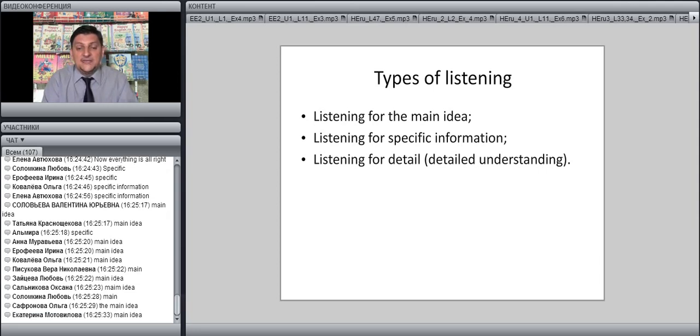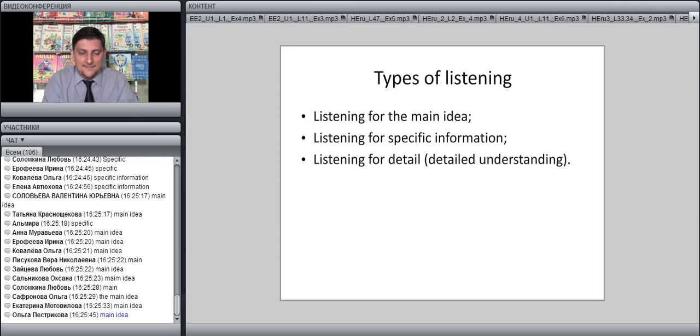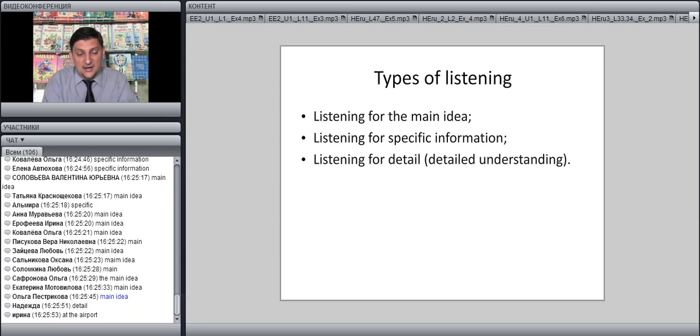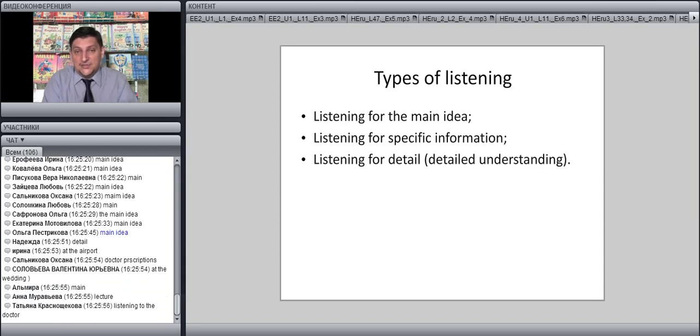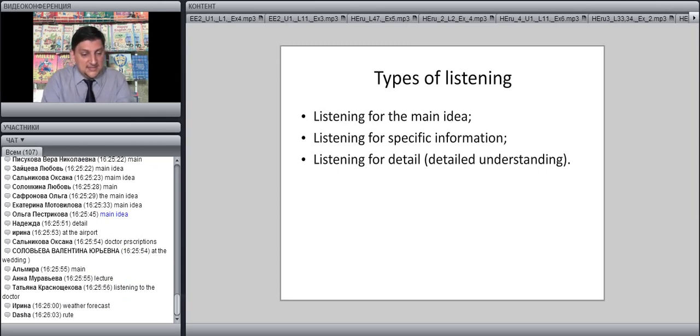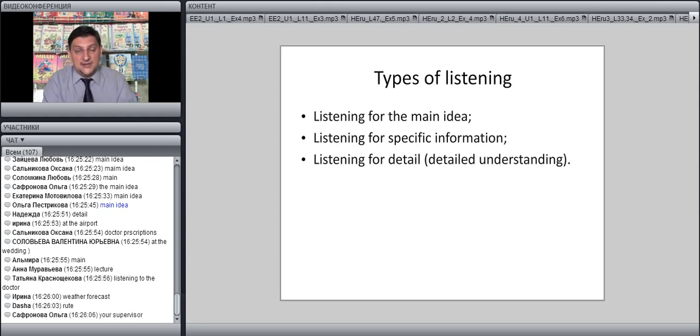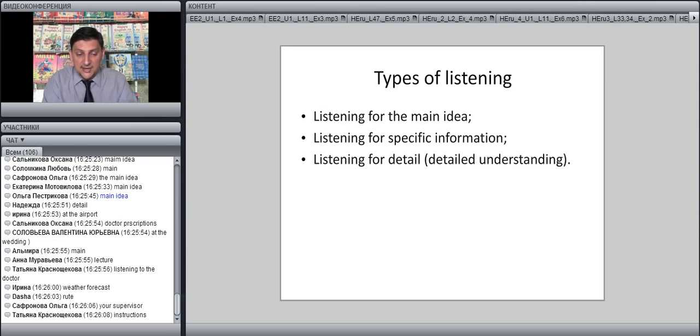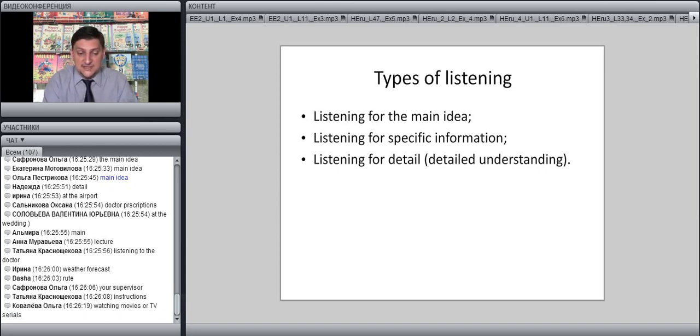That's the main idea. And in what situations would you listen for detail? When would you try to understand everything that the speaker says? This actually is the rarest kind of listening. At the airport, well, could be, but mostly at the airport you try to catch the specific information, what flight it is and what the gate number is. Listening to the doctor, as Tatiana Krasnochekova says, that's right, every single word that the doctor says matters. Listening to a lecture, listening to a supervisor, listening to instructions, that's right. But I think you will agree that this is the least frequent type of listening.